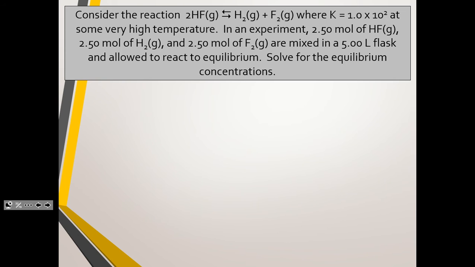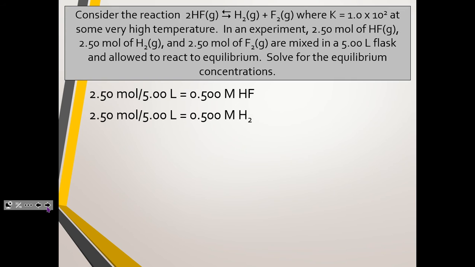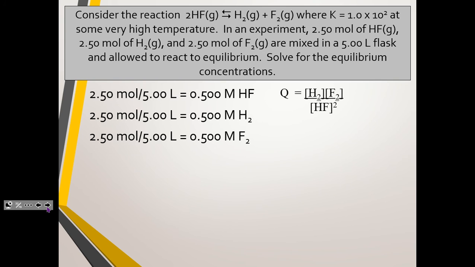Well, first thing we need would be a reaction. In this case, we're going to go ahead and solve for the concentrations. We have a 5-liter flask, so here are my initial concentrations. And you'll notice that I have amounts of reactants and products. There are no zeros here. So I need to figure out which way the reaction is going to proceed.